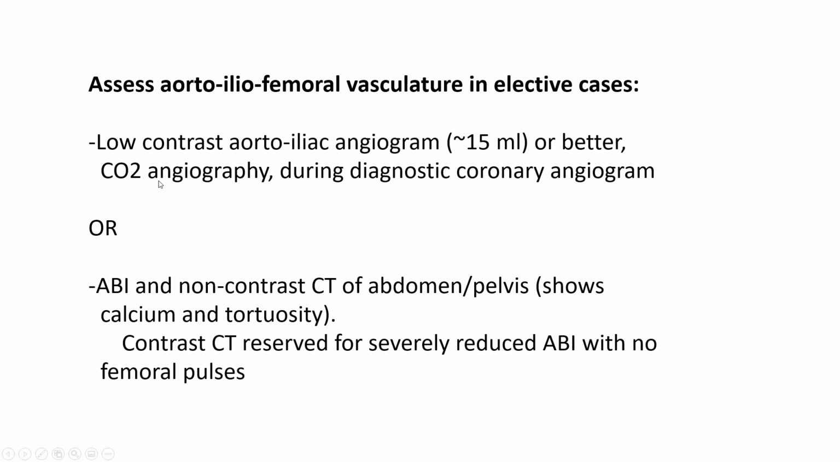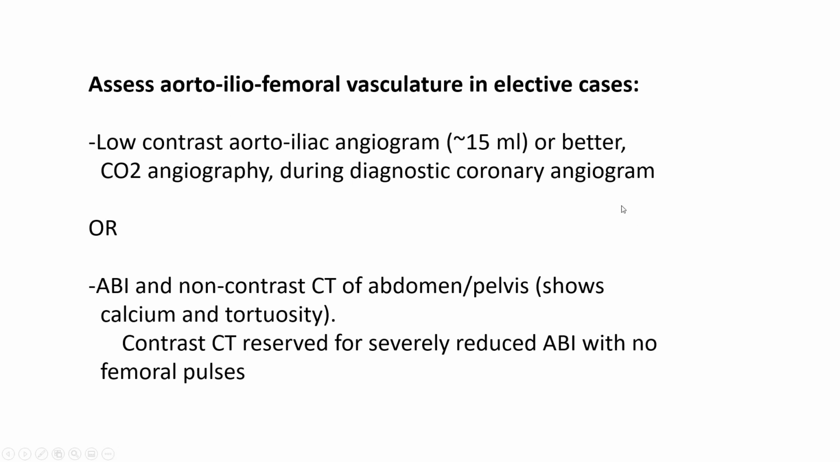Now, whether you do or you don't, what is the assessment of the peripheral vasculature I like to do? The simplest one is when you're doing your diagnostic angiogram in non-emergent cases, and as you're planning, I will bring the patient back for a complex PCI with or without support. Then I try to do a low-contrast aortoiliac angiogram with just 15 milliliters, or better, CO2 angiography with absolutely no dye for the aortoiliac angiogram, especially in patients with CKD. That should be available in all high-complexity labs, CO2 angiography.